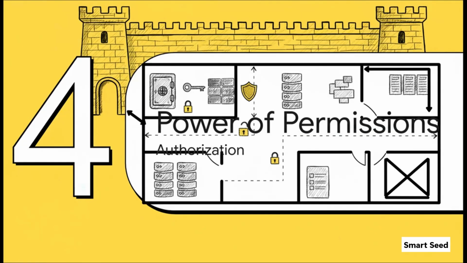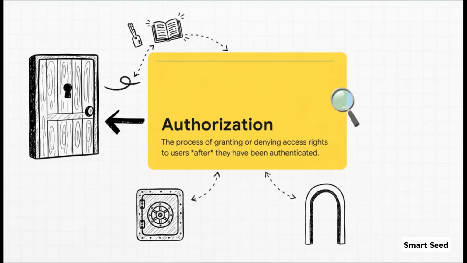Okay, great. You've proven who you are, the guards have let you in the main gate, but that doesn't mean you get to just roam freely through the entire fortress. Now we have to talk about which rooms you're actually allowed to enter. This next critical layer of security is called authorization. This isn't about if you can get in anymore, it's about what you can do now that you're inside.